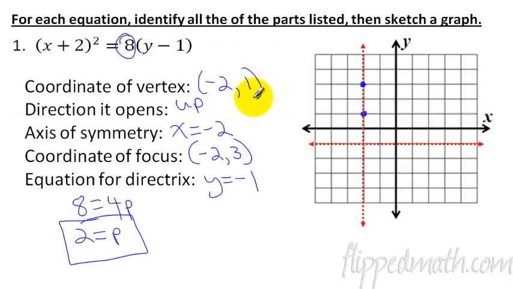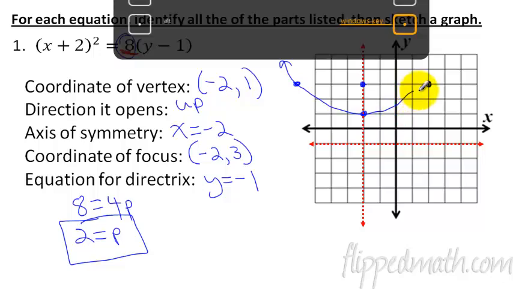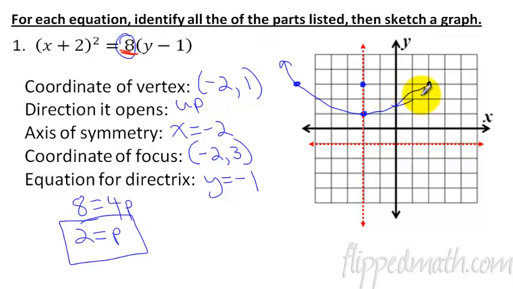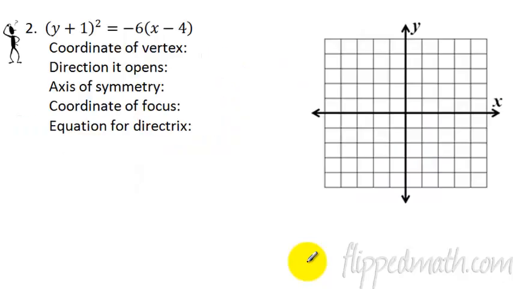So let's go back. What is 4p? 4p was 8. So when I'm trying to go up here to the focus, that means I go 1, 2, 3, 4 this direction, and 1, 2, 3, 4, it's off the grid a little bit, this direction. There's my parabola. And that can help you sketch the thing from there. Okay. There's our sketch. Well done. On to example number 2.